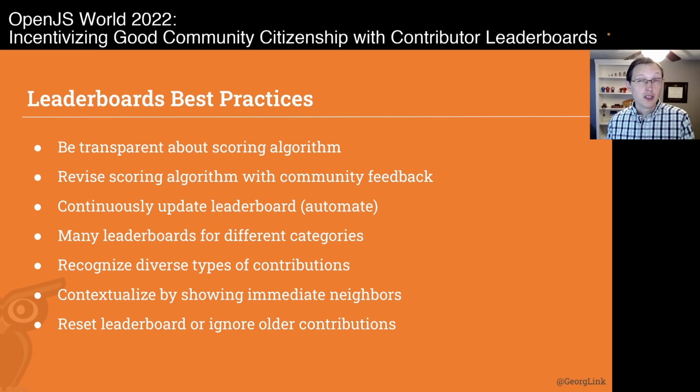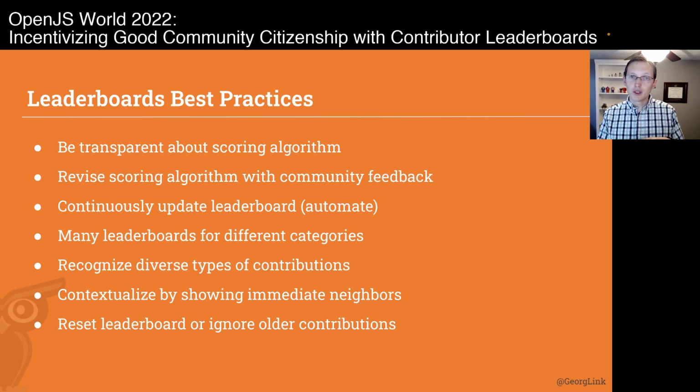Rather than having one leaderboard for the entire community, it might also make sense to have many leaderboards. If you think about it, comparing the activities of your translation community versus your user experience community versus the issue triaging team is rather challenging. So why not have a leaderboard for translation, one for bug triaging, and one for user experience?